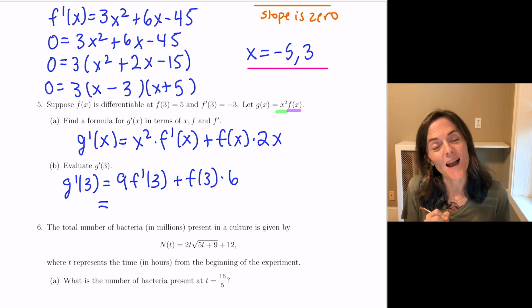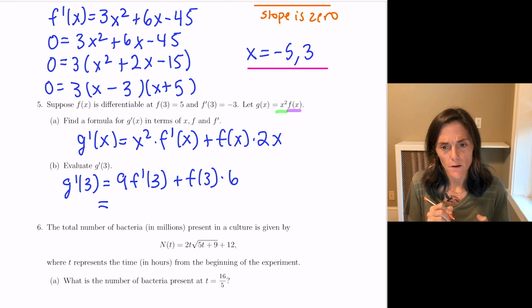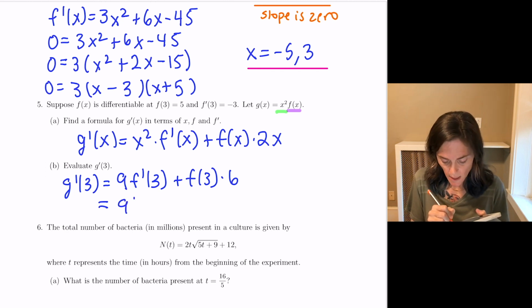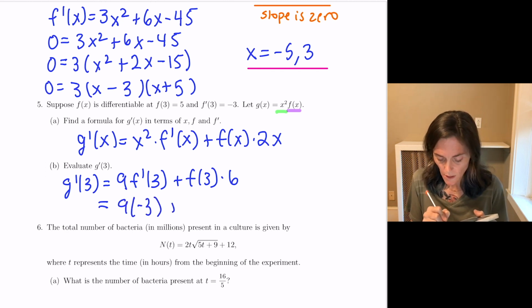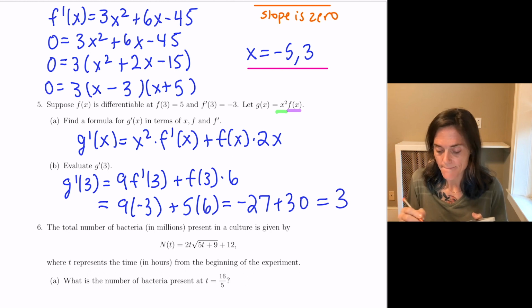Well, we're given f prime of 3. We are given f of 3. So we have 9 times minus 3 plus 5 times 6. Altogether, we have minus 27 plus 30. This is 3.